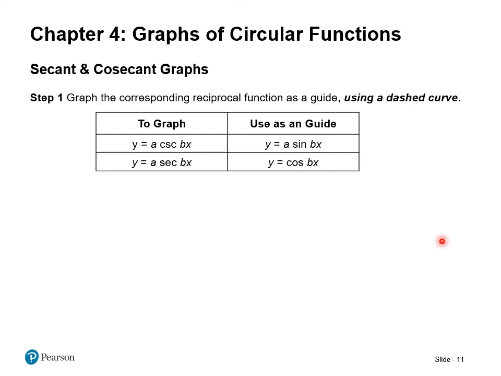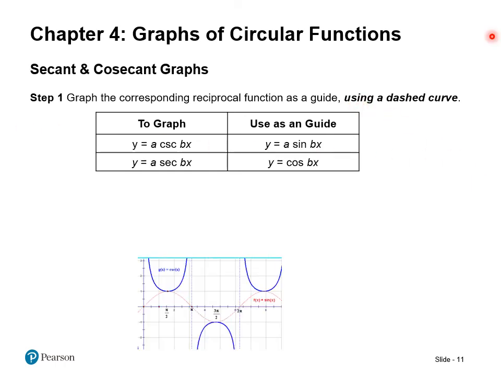So when we have a function, either cosecant or secant, what we're going to do is first graph the sine or cosine, whichever is the reciprocal function. So if we have a cosecant bx, we're actually going to graph a sine bx. If we have a secant bx, then we're going to graph y equals a cosine bx. And this is going to be used as a reference. What I mean there is we're going to use it to figure out what the shape looks like. And so we're going to typically graph the sine or cosine with a dashed line.